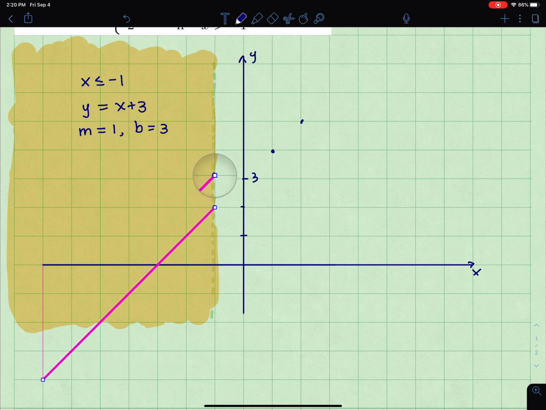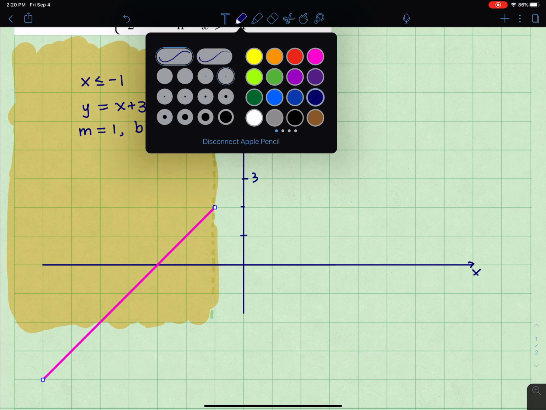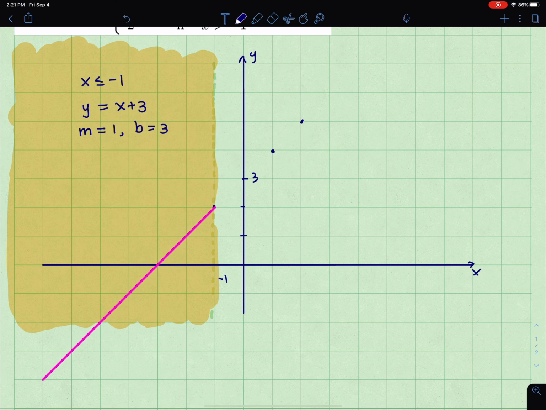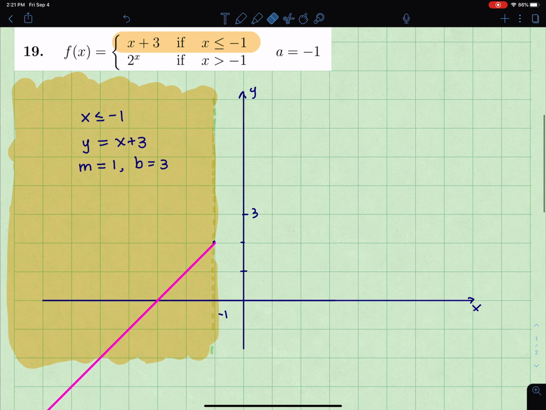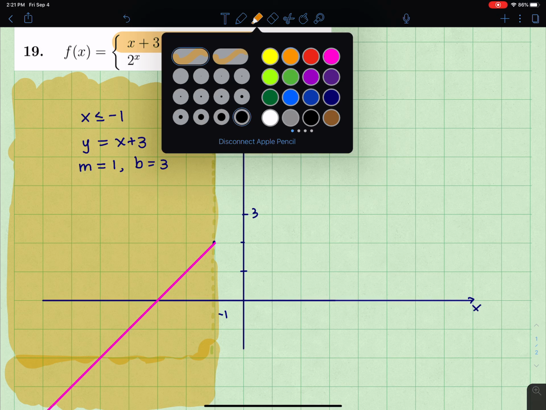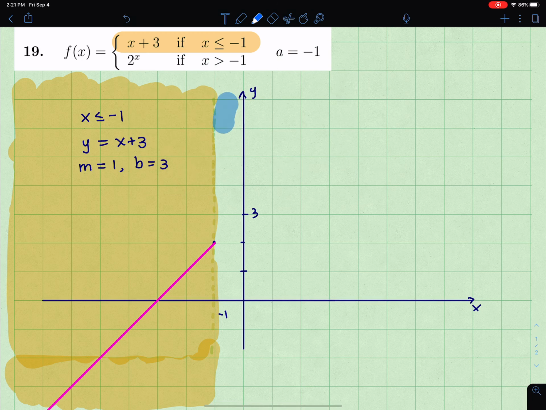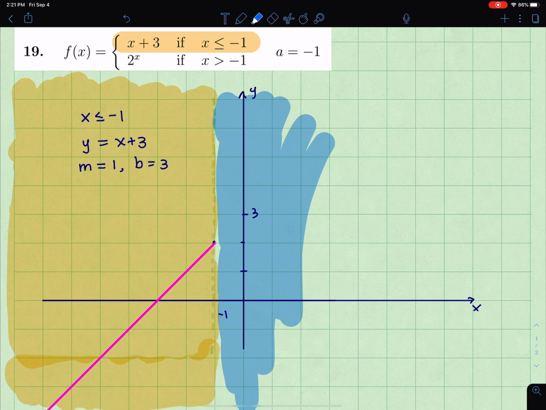But actually, the line only goes up to x equals -1. Why? Because this is the rule that works in the orange region that I've drawn, which is x less than or equal to -1. And on the other hand, when x is greater than -1, I can pick another color and shade that in, although it's totally unnecessary to do the shading.